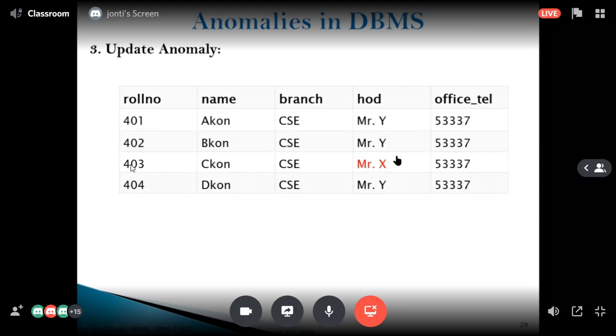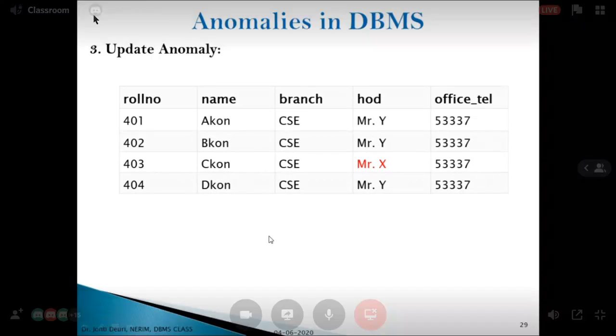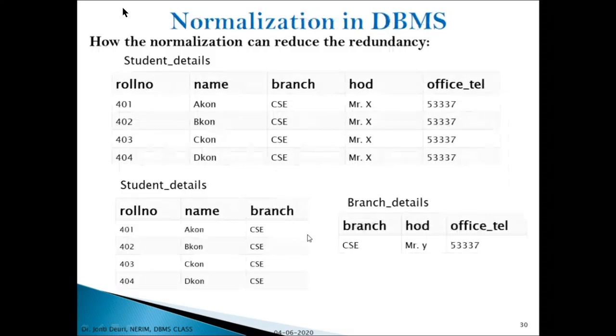For the student 403, the HOD is Mr. X, but already the HOD's name has changed. That means a new HOD came. So it is wrong information, right? So this kind of problem is called an update or updation anomaly, right?